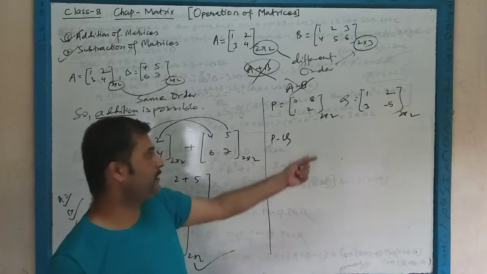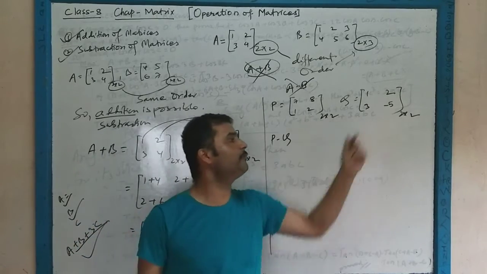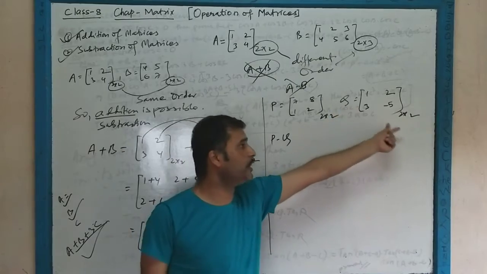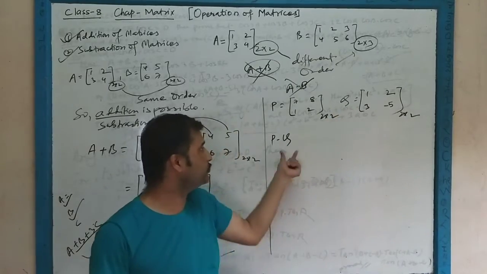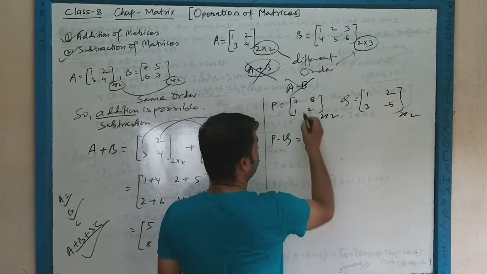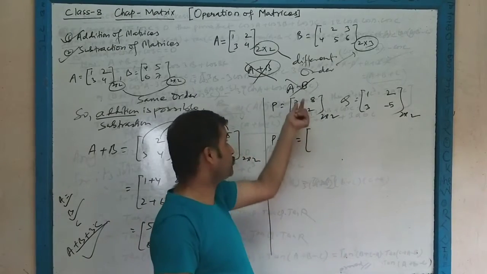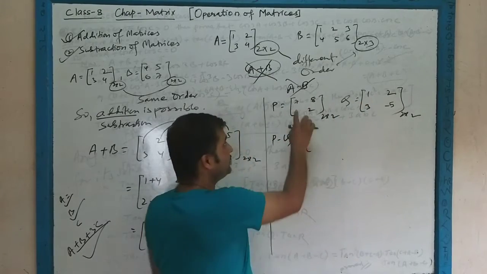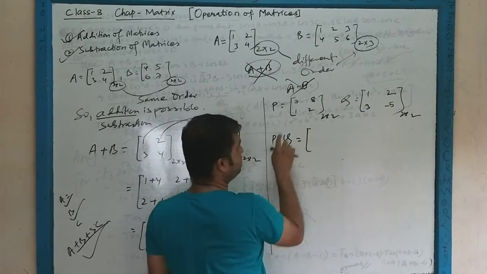Subtraction is possible. Why is subtraction possible? Because they have the same order. P has order 2 by 2 and Q is also of order 2 by 2. So they have the same order, so subtraction is possible. Let's subtract. So how much? First row first column of matrix P, and first row first column of matrix Q. So 7 minus, it is minus sign.